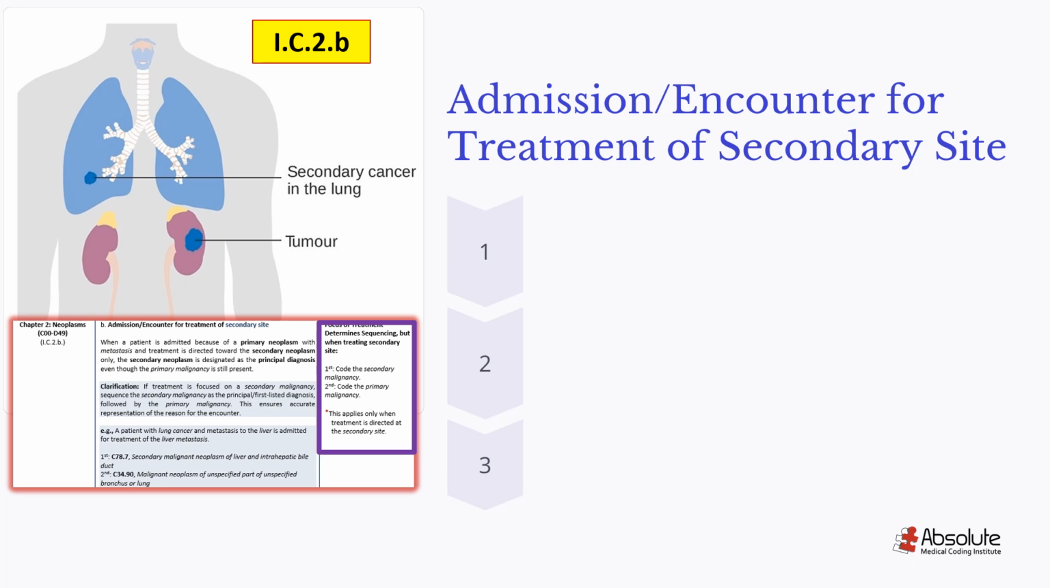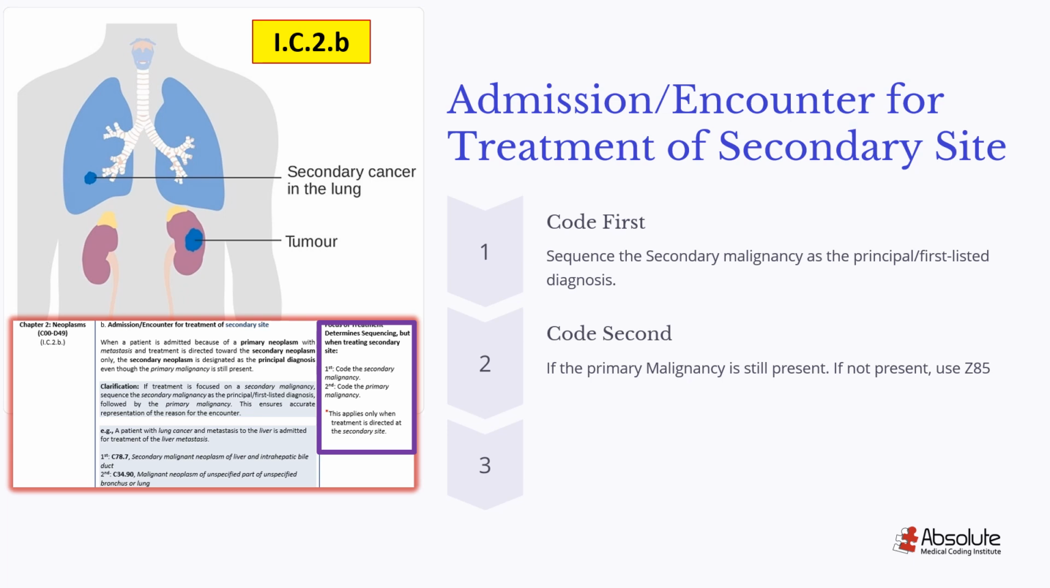When the treatment is directed at secondary cancer, you're going to sequence first that secondary malignancy as primary, and then second, you're going to sequence the primary malignancy if the patient still has the primary cancer. And then in that case, you would use a history of malignancy code. And remember, pay attention to the reason for the encounter. The documentation will tell you which cancer is being treated.